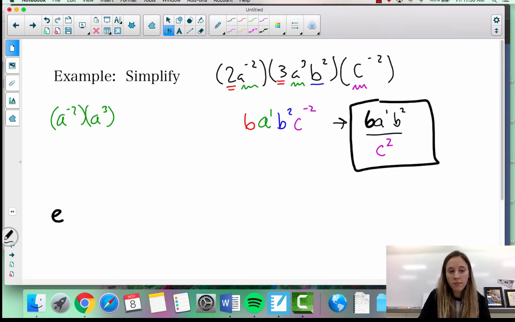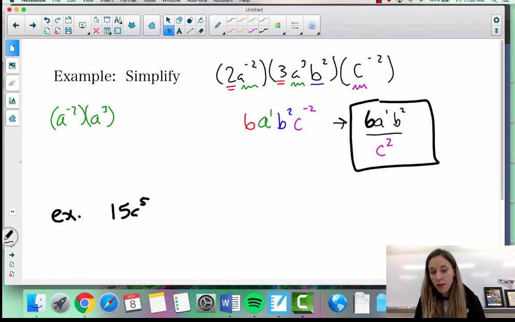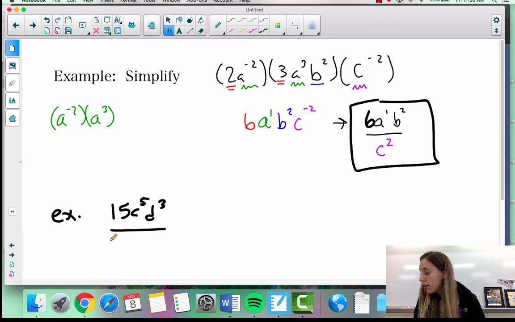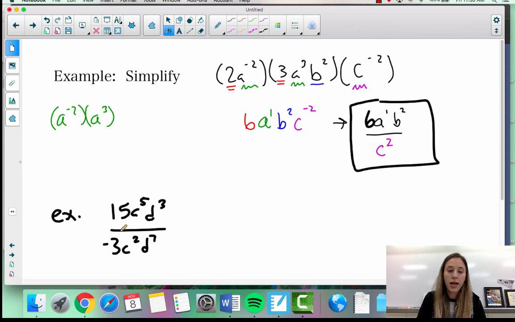We can try one more, or you could try this one on your own. If I give you 15 c to the fifth d to the third divided by negative 3c squared d to the seventh. So if I would ask you to simplify, remember the things that are in common go together. So the 15 and negative 3 you can divide, the c's you can divide, and then the d values you can divide as well, and then reduce. So if you try that on your own and have me check it in class, I'd be glad to look at that. That's it for the exponent rules.